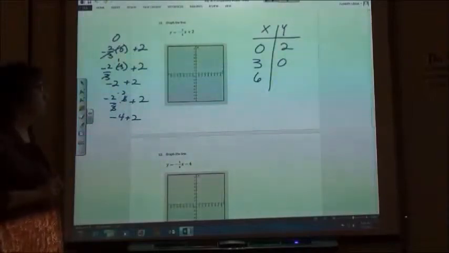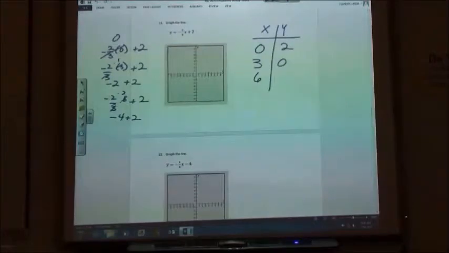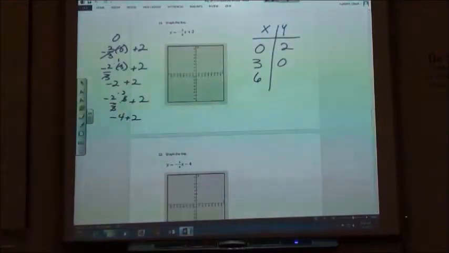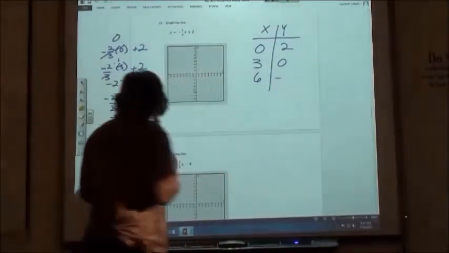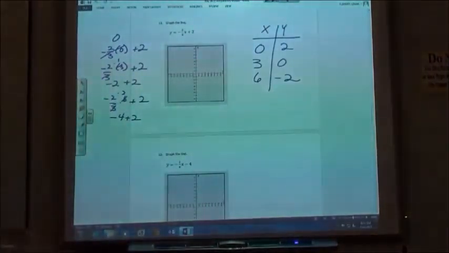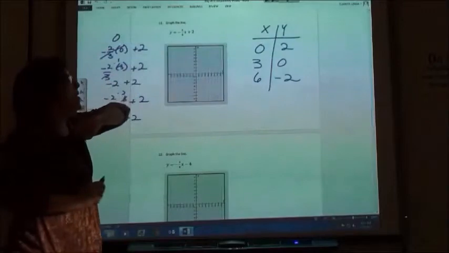Don't lose your negative sign. Negative 2/3 times 6, so negative 2 times 2 is negative 4. Negative 4 plus 2 is negative 2. You might just want to use your calculator when you're doing these just so you don't make silly mistakes. Plotting our points: (0, 2).